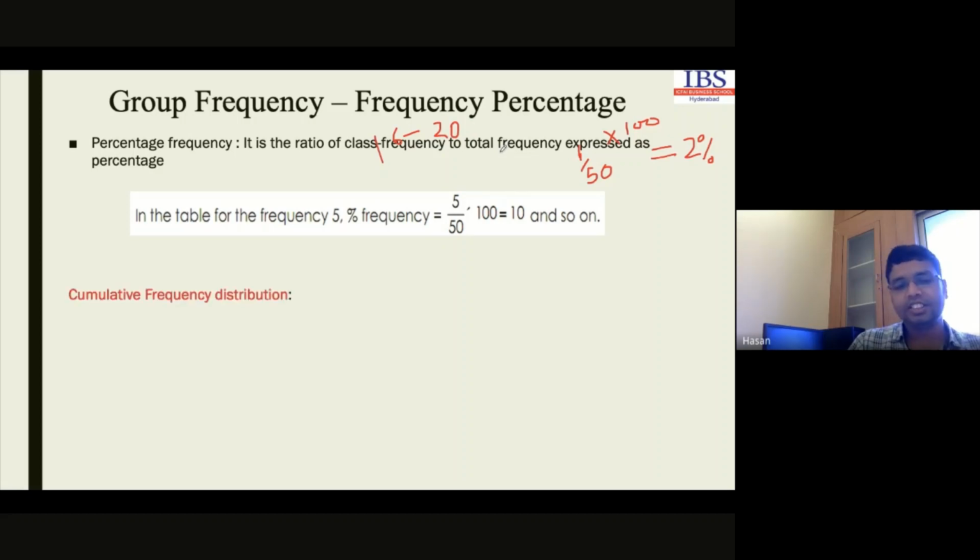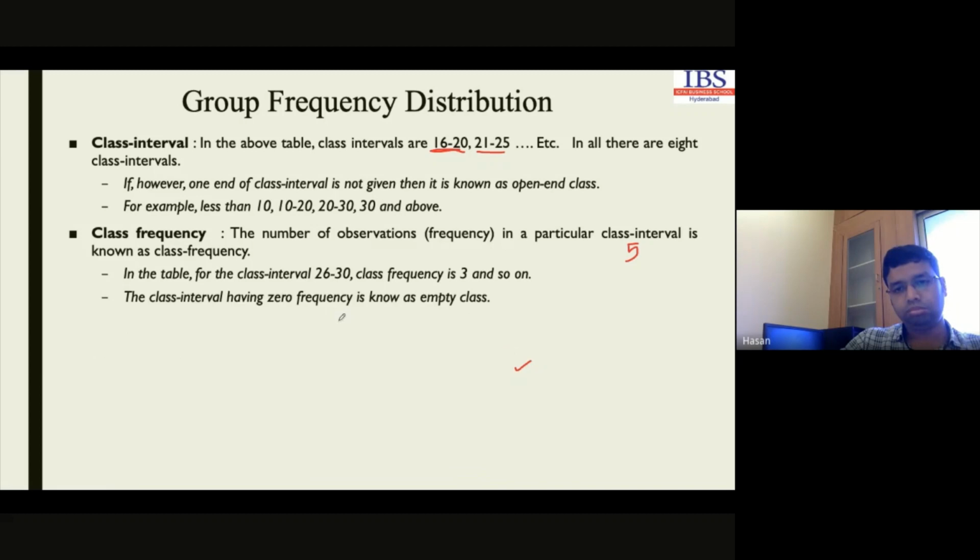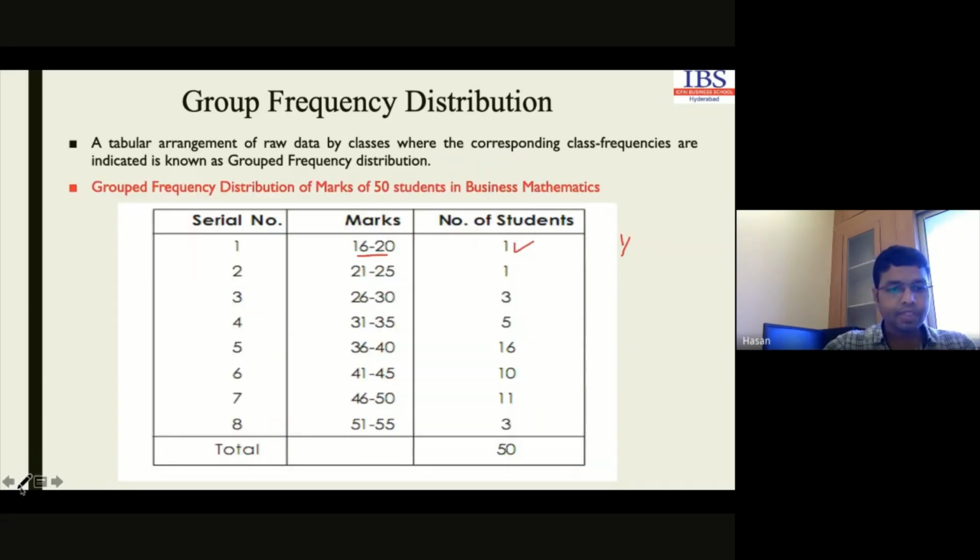Then cumulative frequency. Cumulative frequency can be of two different types. One is less than type cumulative frequency. Another one is greater than type. Okay. Now, how we compute these two different frequencies? Look, move to the table. If we are talking about less than type frequency, the formula is cumulative frequency, which we have already discussed. How we compute the cumulative frequency? Can anyone tell me? Anyone?